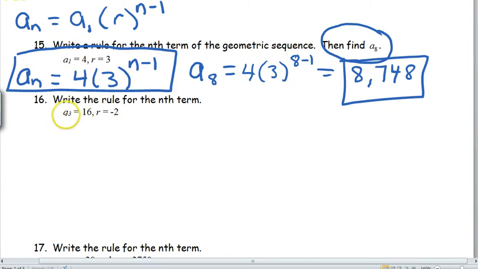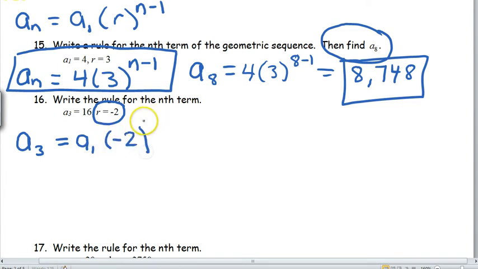Number 16. There are two things that we need to find in order to write the rule. We need A1 and we need R. Well, guess what? We're given R. All we need to do is find A1. So here we go. Let's go back to the original formula. Instead of AN, I get to write A3. A1 is what I'm looking for. I've got R, though. That's negative 2. N minus 1 power, that's 3 minus 1 power, because that's my n right there, the 3.